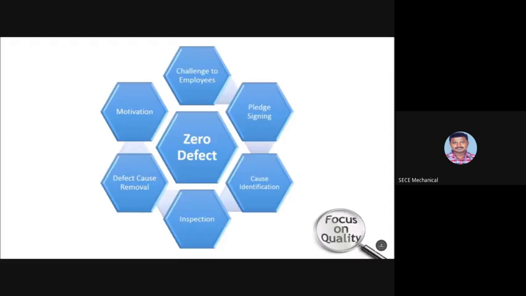Fifth step is defect cause removal. Main aim of ZD, that is zero defect program, is to remove the causes responsible for generation of defects. This can be done using quality tools like Pareto charts and fishbone diagrams. Quality tools I will be covering in my next video.